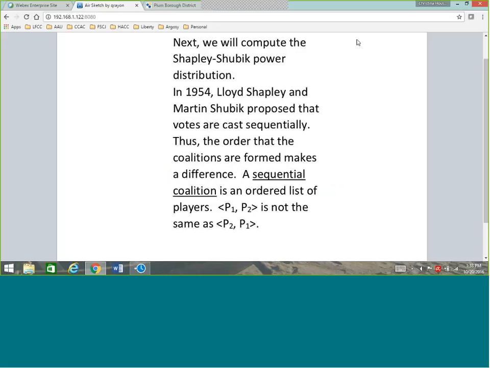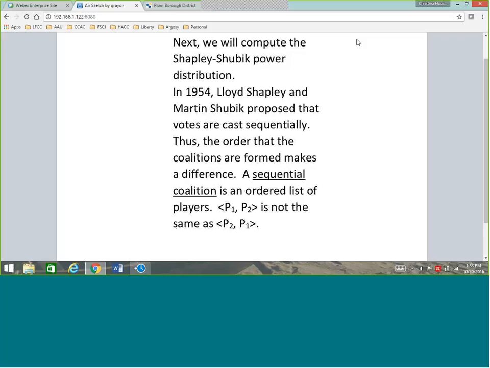Okay, so now we're going to move on to the Shapley-Shubik power distribution. In 1954, Lloyd Shapley and Martin Shubik proposed that votes are cast sequentially. Thus, the order that the coalitions are formed makes a difference. So they're trying, again, to see who has the most power, but they had a different method for determining that same goal.